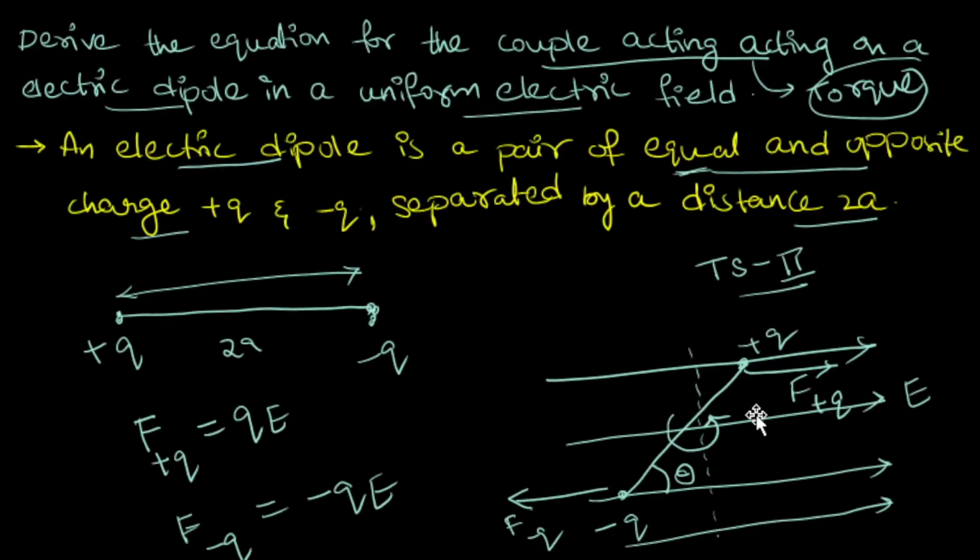Here, what is the perpendicular distance in this diagram? This is the perpendicular distance between these two forces. The force due to the plus charge is in this direction and the force due to the negative charge is in this direction. This is the perpendicular distance between these two forces, and I am taking it as BC, and here we have A.